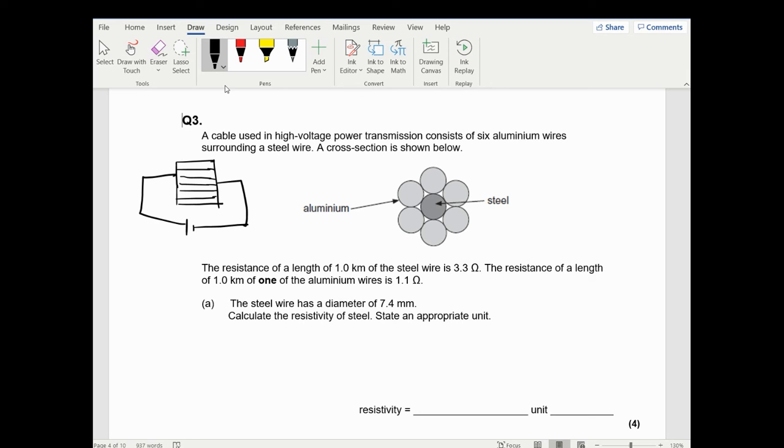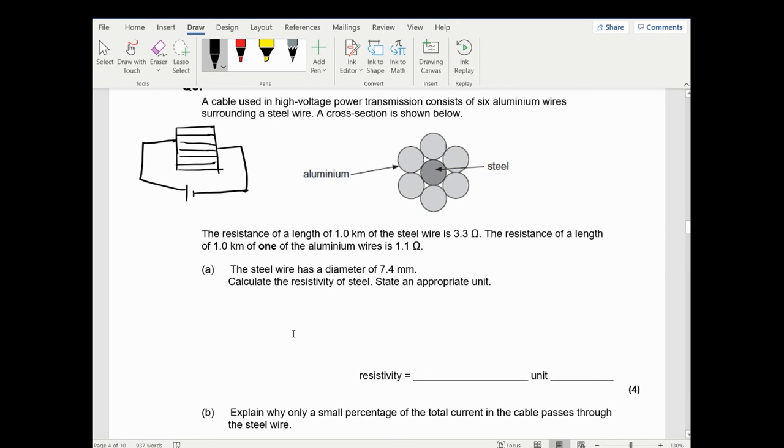So the resistance of a length of 1 kilometre of steel wire is 3.3. The resistance of a length of 1 kilometre of one aluminium wire is 1.1. The steel has a diameter of 7.4 millimetres. Calculate the resistivity of the steel. State an appropriate unit.